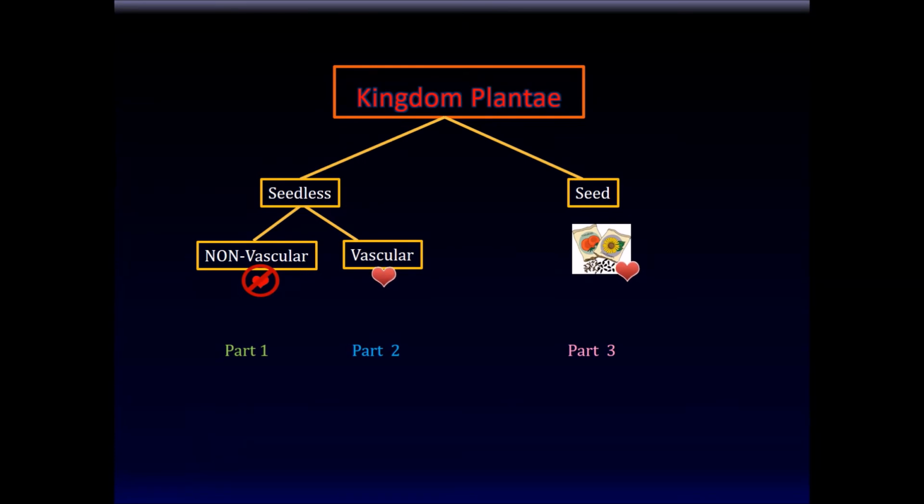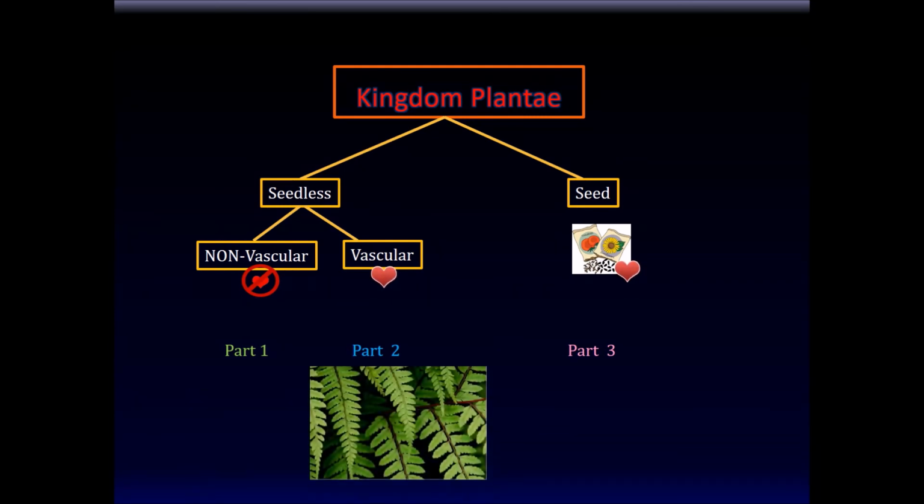That was a brief survey of the non-vascular seedless plants, the most basic of plants. Next time, inshallah, we'll talk about the seedless yet vascular plants. The great representative of this category of plants are the ferns.